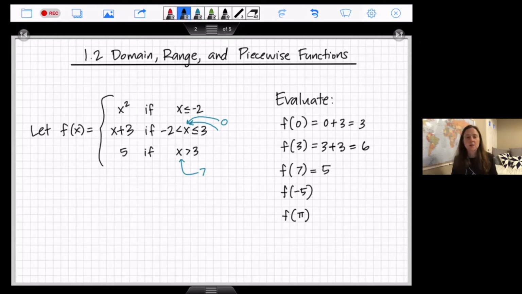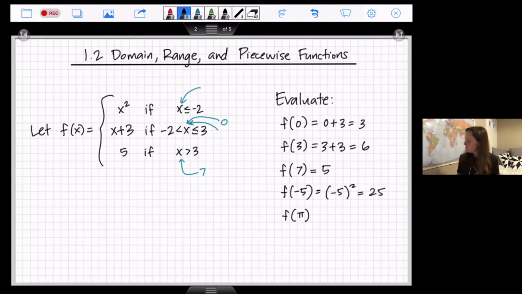f of -5, finally we get to use the top formula, right? -5 on the number line. Okay, less than -2 means to the left of. So -5 is less than -2. So we plug into the formula x squared. So x squared, plug in -5, and we get 25.